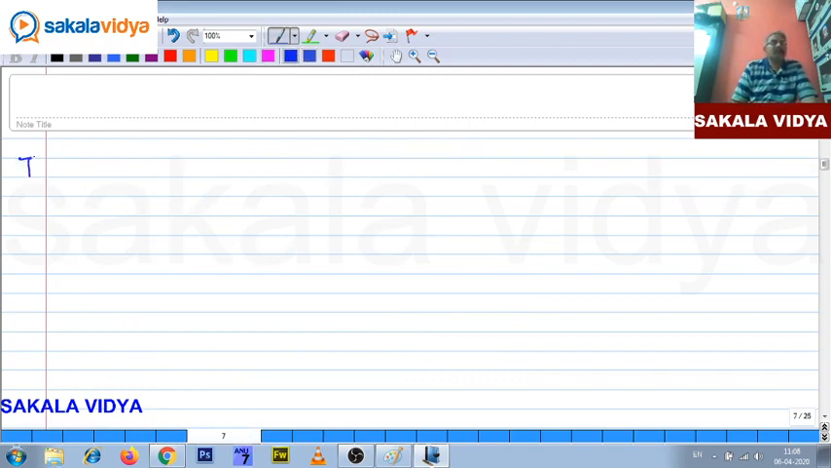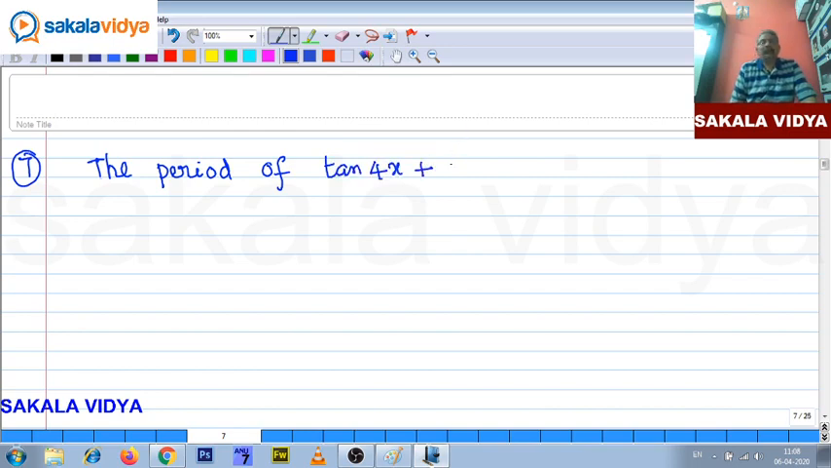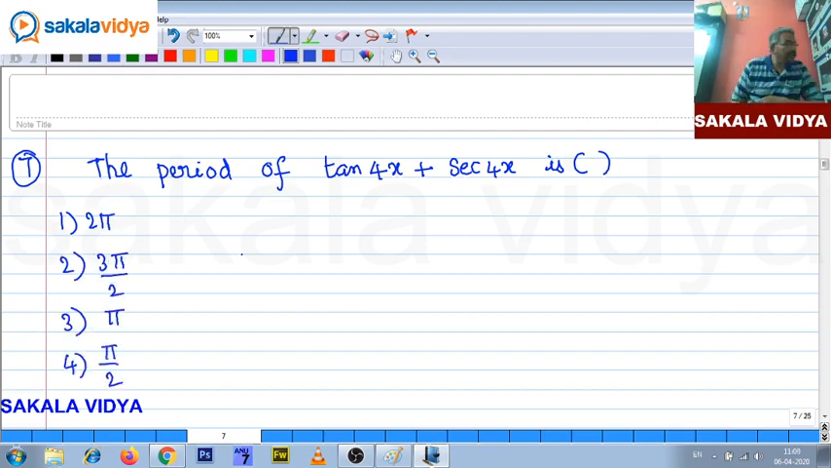Seventh question. The period of tan 4x plus secant 4x is: first option 2 pi, second option 3 pi by 2, third option is pi.